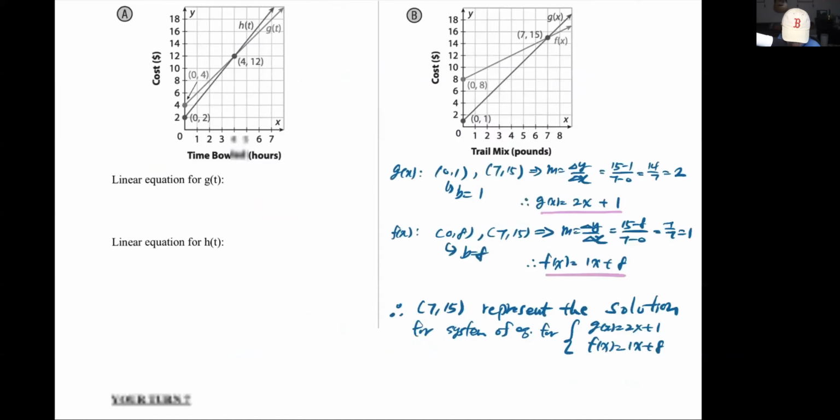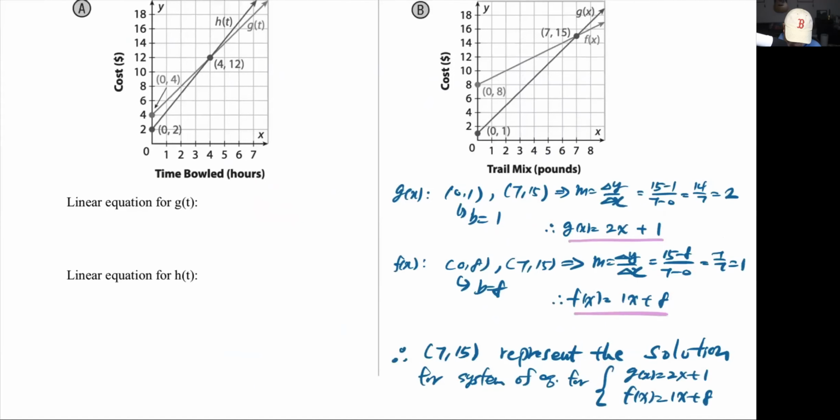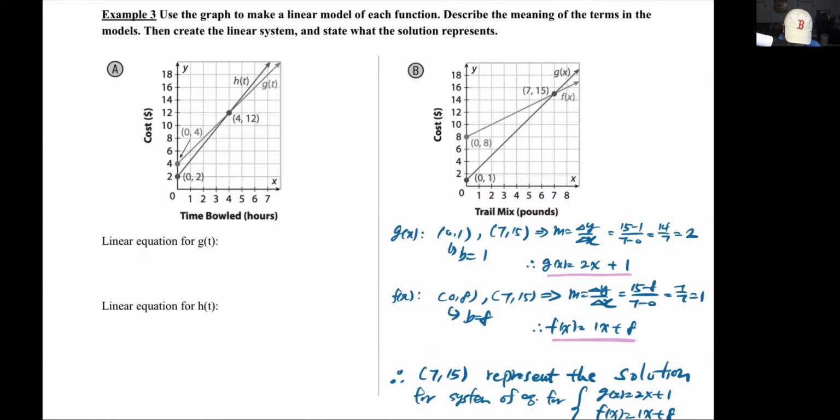All right, that should be it. Our job over here was to use the graph to create the linear models and then create the linear system and state the solution it represents. Yeah. And clearly the solution is the intersecting point. That's kind of obvious, right? But our job was to find the two linear equations.